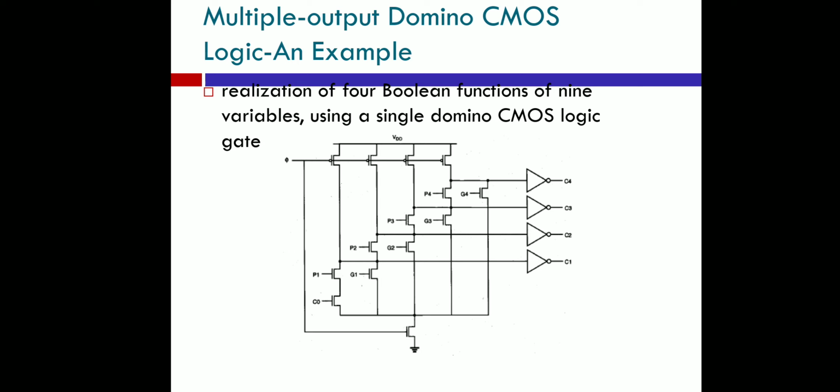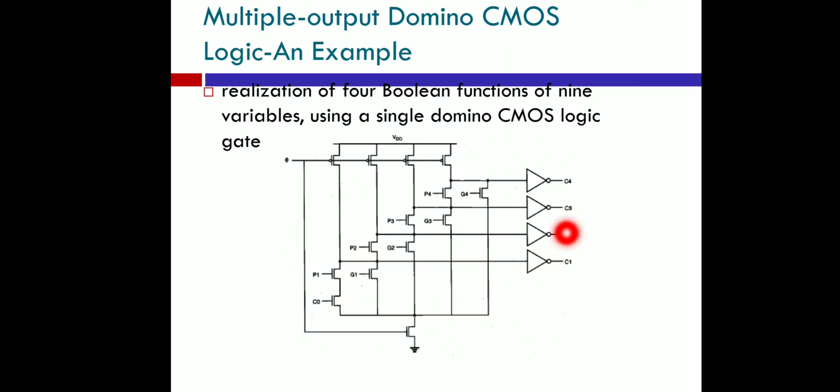Here you can see we have four functions C1 to C4 to be generated. So we are using four pre-charge transistors, as you can see from here, 1, 2, 3, 4. And the first section, you can see this is the first section. So this is C1. Obviously don't forget the inverters here because we are realizing in domino. So C1 will be equal to G1 plus, this is parallel, right? So G1 plus C0 P1. So that is C1.